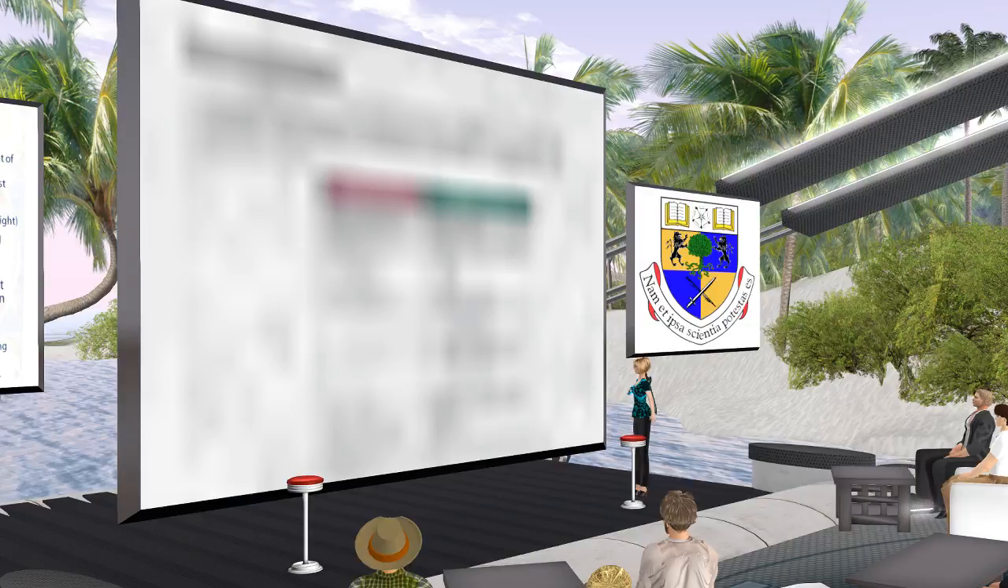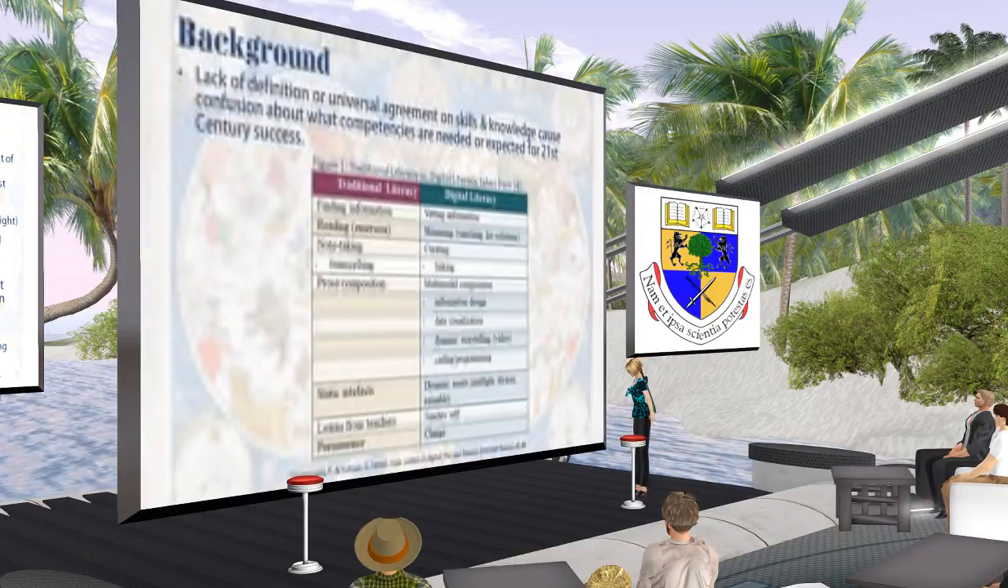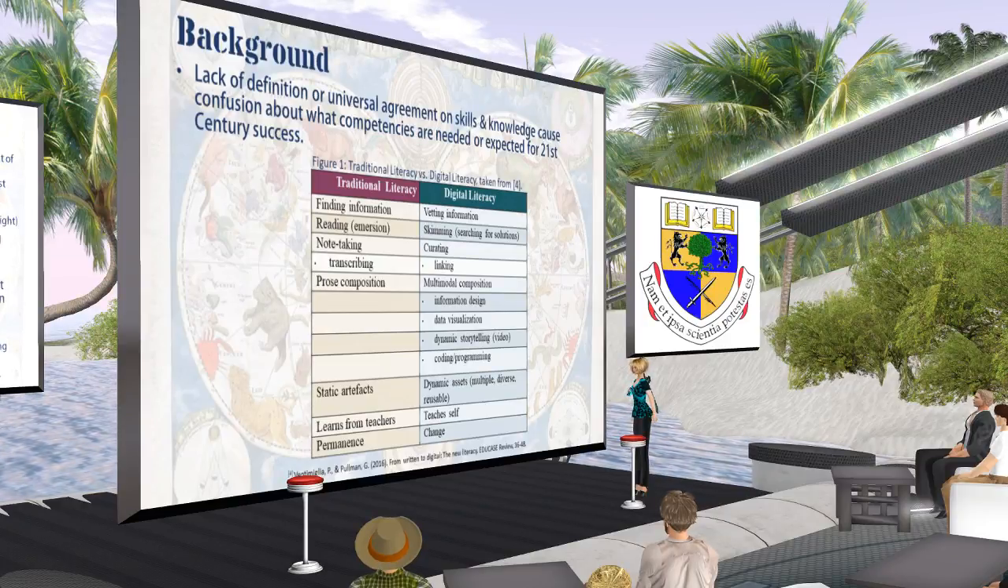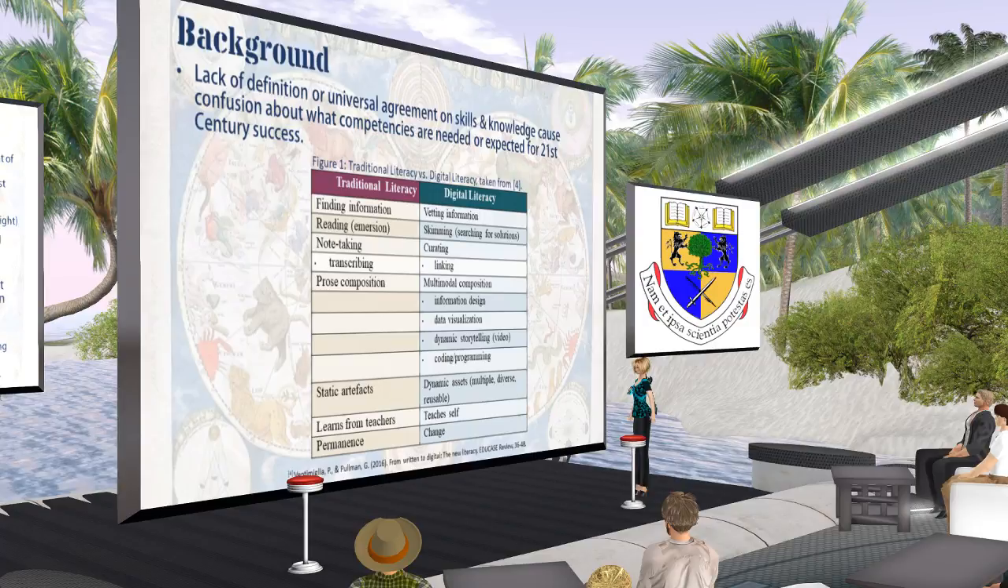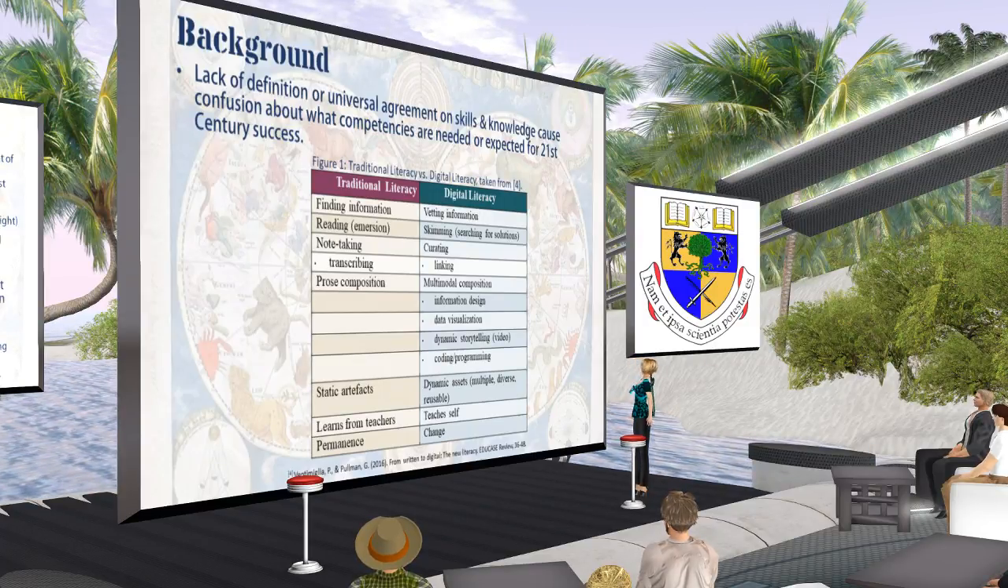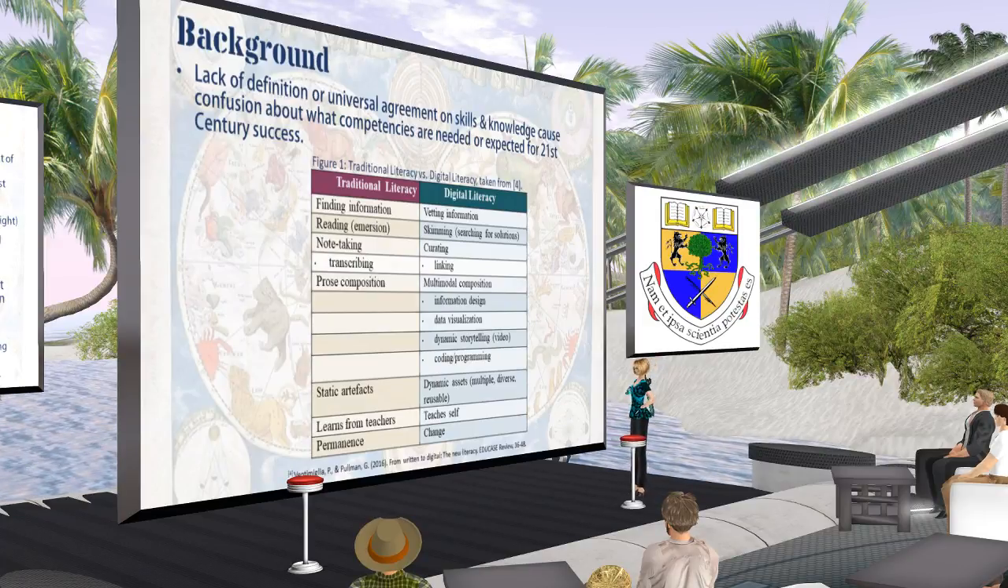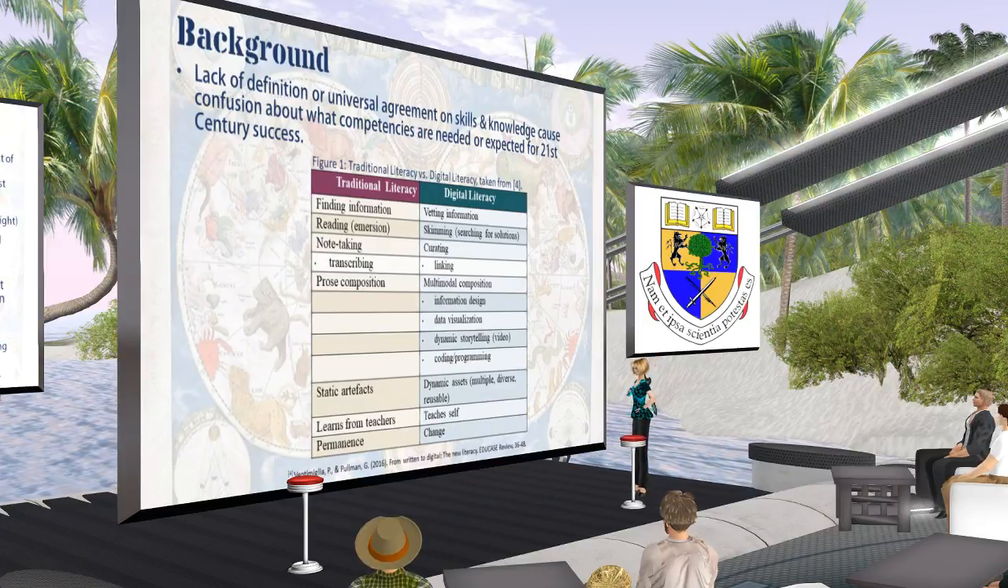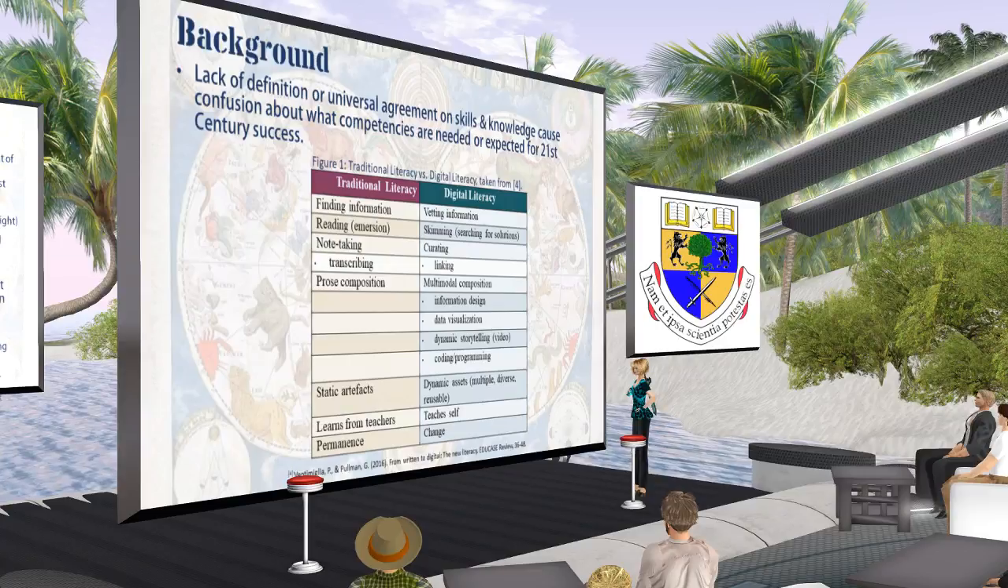So this lack of definition or universal agreement on the skills and knowledge needed for digital literacy leads to confusion about necessary and expected competencies required for 21st century success. This figure here shows a comparison between what in the past was considered traditional literacy and the skills required for success in a digital world.